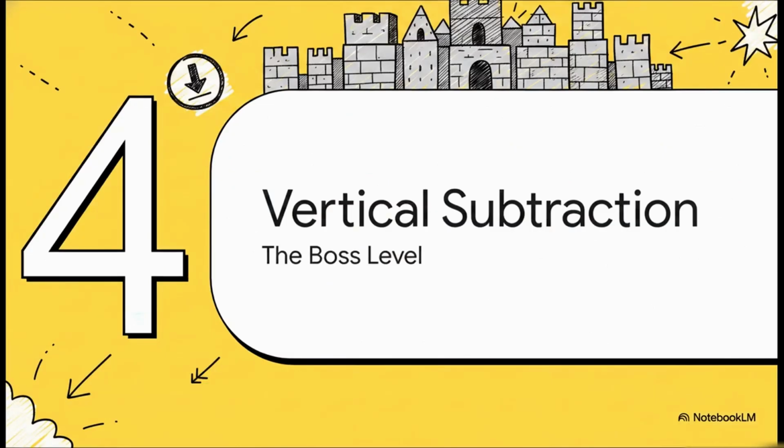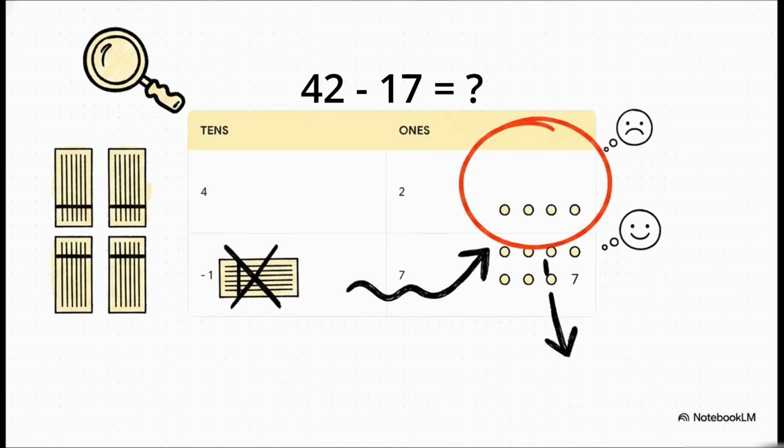Okay, moving to Section 4, vertical subtraction and regrouping. I like to call this the boss level. For larger numbers, doing it in our heads gets pretty complicated, so we stack them. You're doing great, by the way. We'll take this one careful step at a time. Let's look at 42 minus 17. The numbers are stacked vertically by place value. 10s on the left, 1s on the right.